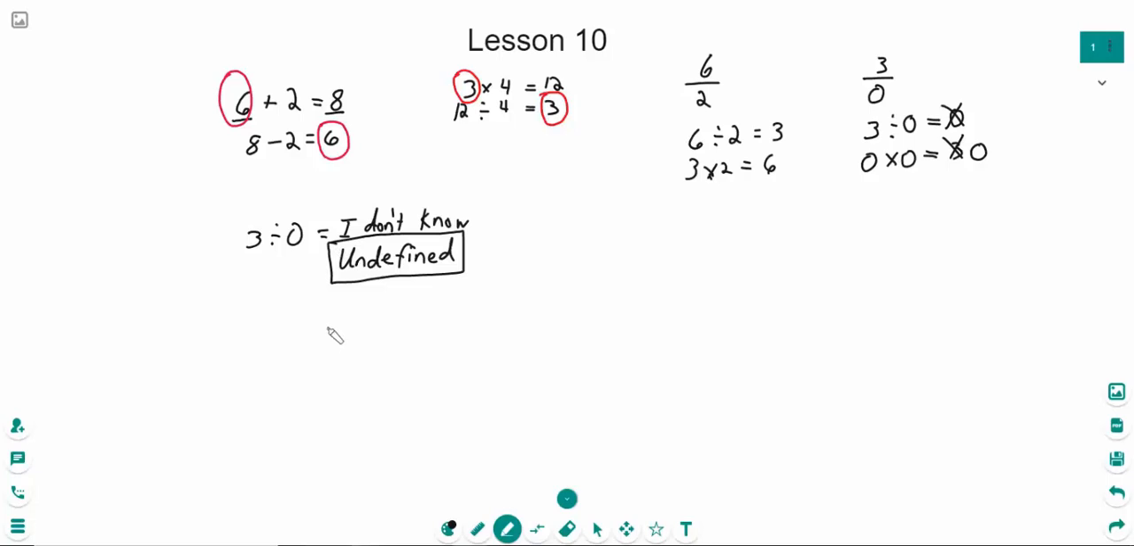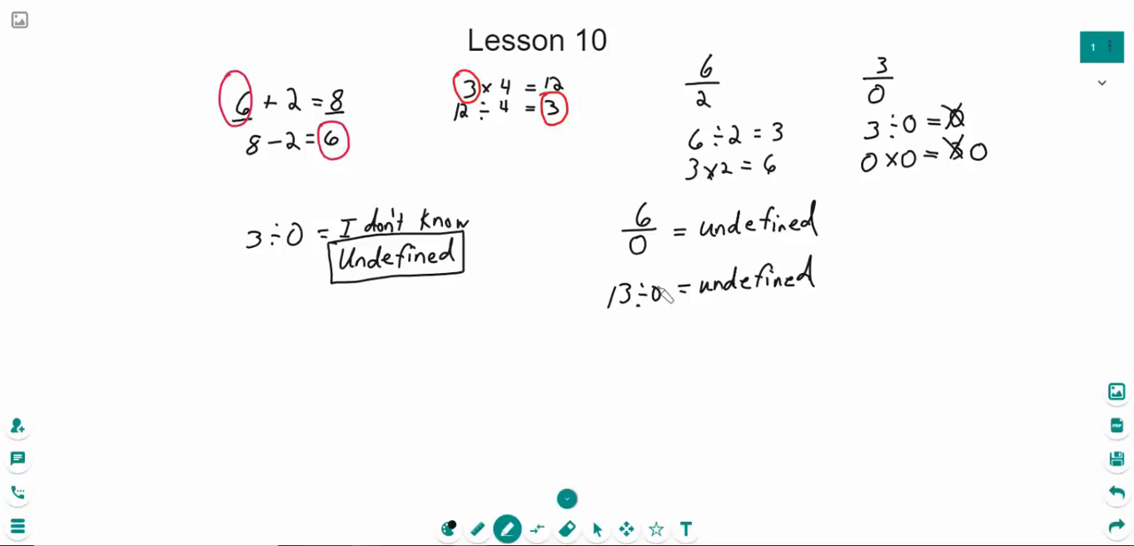So if you ever see a problem that has division by 0, so it might look like this, 6 divided by 0, the answer is undefined. I don't know. Just undefined. We don't know what the answer is to that. And this could be any number on top, or we could write it the other way. We could say, what's 13 divided by 0? The answer, undefined. Okay, so keep that in mind. It's very, very important. Anything divided by 0 is undefined. We simply don't know the answer to it.